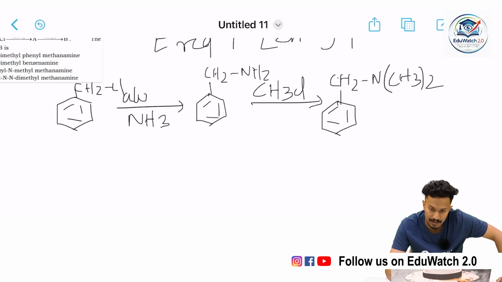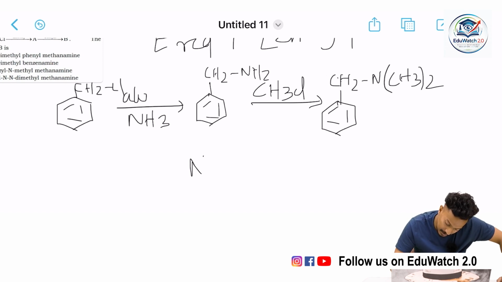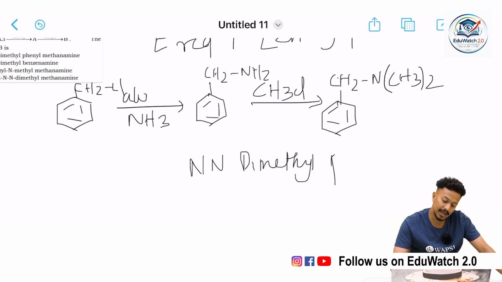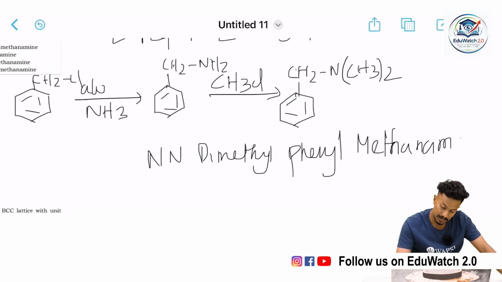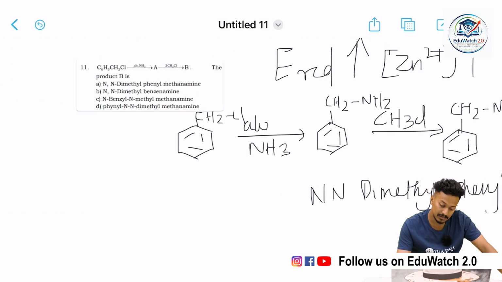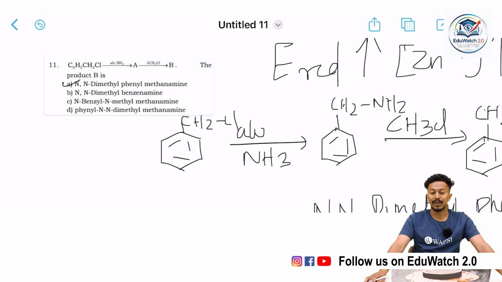Methanamine, NH3, CH2, N, CH3 twice, N, phenyl. Sorry, we have two methyls: N,N-dimethyl phenyl methanamine. So this is the correct answer, which is option number A, 11A, N,N-dimethyl phenyl methanamine.